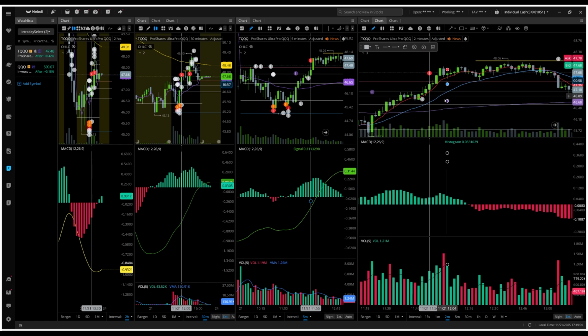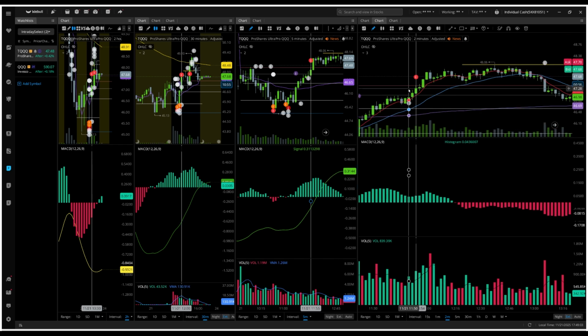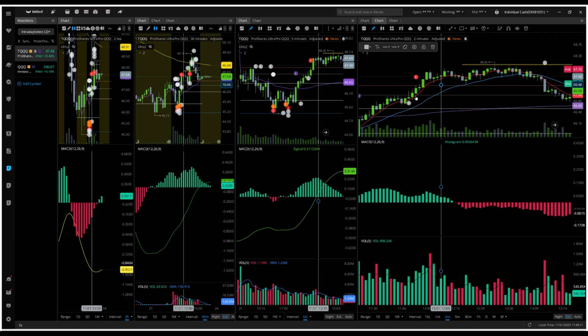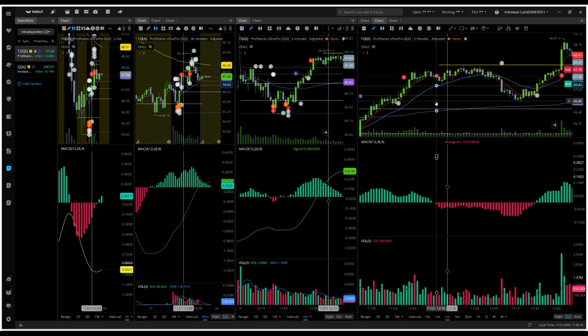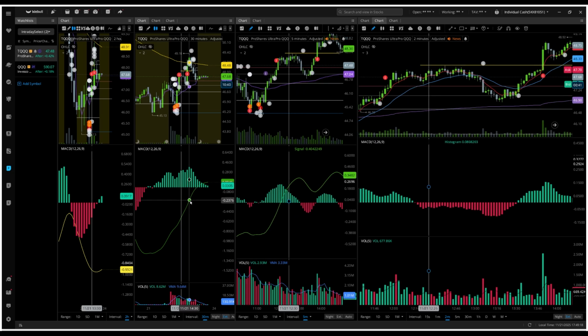Everything is aligned. So we enter here at the top of the candle. This is where the candle closes. We enter right here at this price. This is the stop right below this candle. Right here. Target a 1-to-1. That's a win. So that's 2 wins, 2 occurrences so far today.